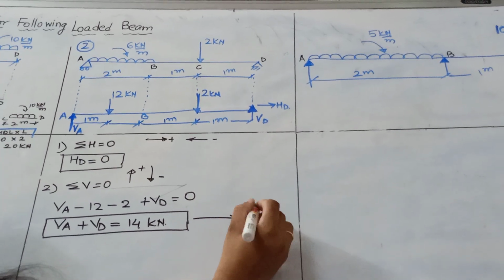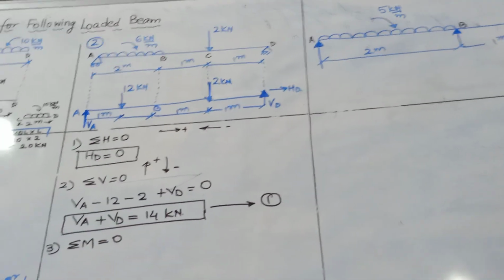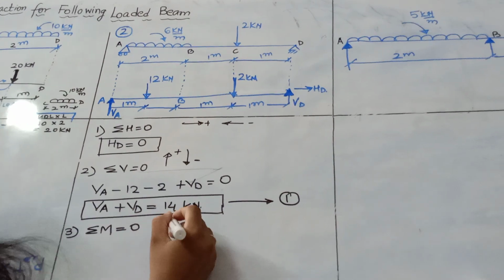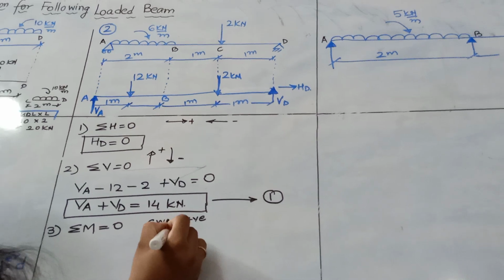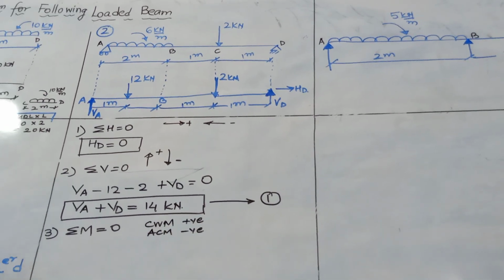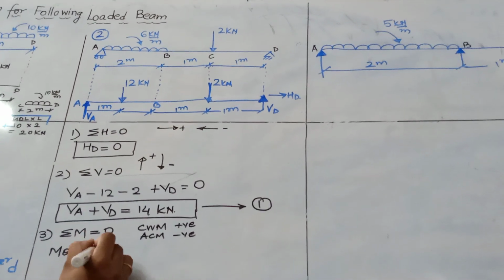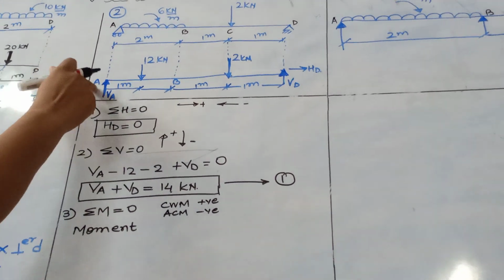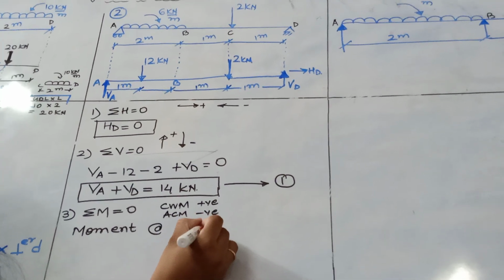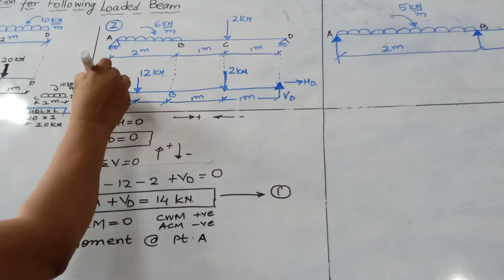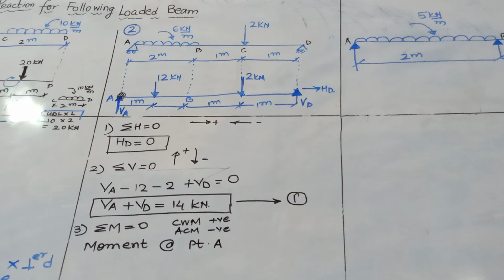Now we apply our third condition of equilibrium, that is sigma moment is equal to 0. Okay. What is the sign convention? Clockwise moment positive, anti-clockwise moment negative. Okay. So now we'll take moment about either of the supports. We can take at A or we can take at B. So moment about point A we are taking, that is at this point. So all the forces' distances will be with respect to point A, right?